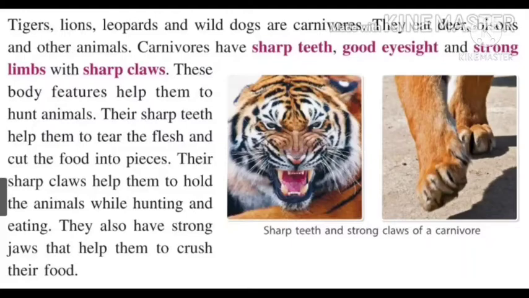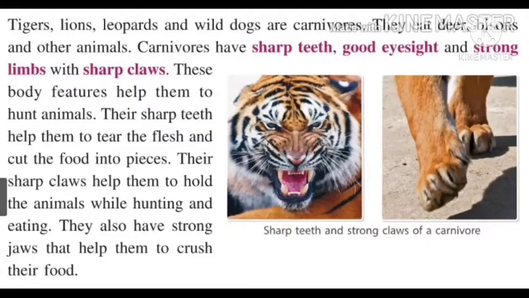So what do we see here? The tigers, lions, leopards and wild dogs are carnivores. And they have sharp teeth, good eyesight, strong limbs with sharp claws. Limbs means, do you know? Hands and legs together are called limbs. But for animals that do not have hands, we consider the front legs and the back legs together, and that is called limbs.